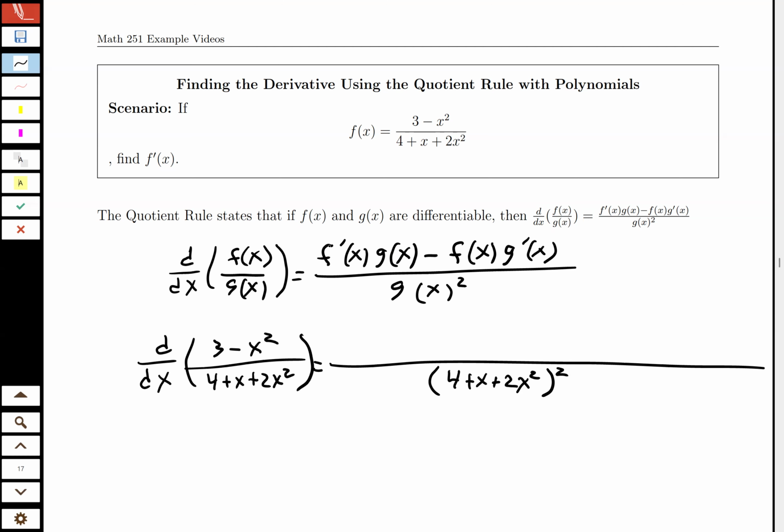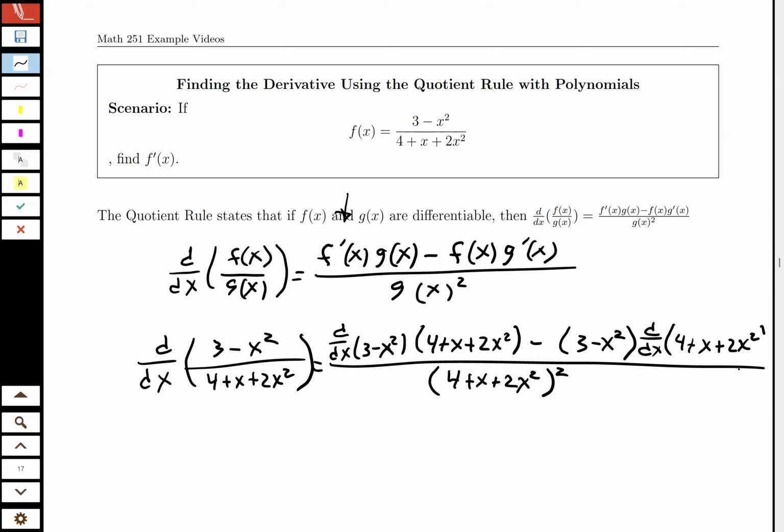On the numerator, it says take the derivative of the top, take the derivative of f. So I'm going to have the derivative of 3 minus x squared, that was the top, times my bottom function. The bottom function was 4 plus x plus 2x squared. And I'm going to subtract from this the top function, leaving it alone, keeping it as an f of x. So that's a 3 minus x squared times the derivative of the bottom function. So times the derivative of 4 plus x plus 2x squared.